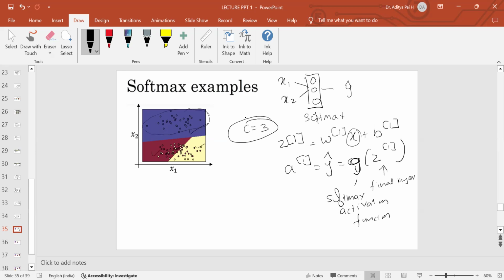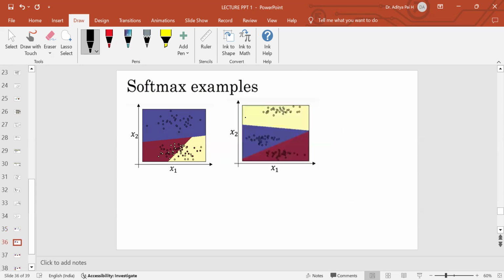So when we are training with C is equal to 3, we have to see which particular class has the highest possibility. That is what we are saying. With C is equal to 3, we are getting this. Another example with C is equal to 3 is this one. We are seeing which one has the highest possibility.